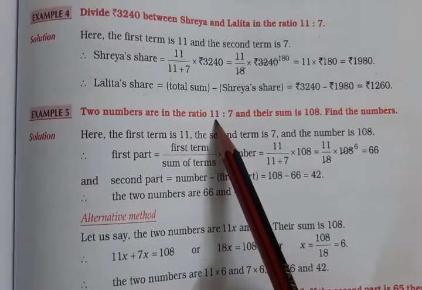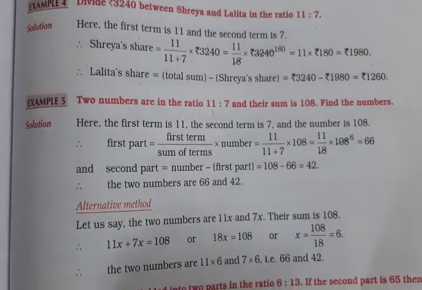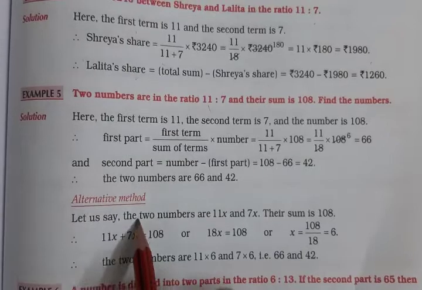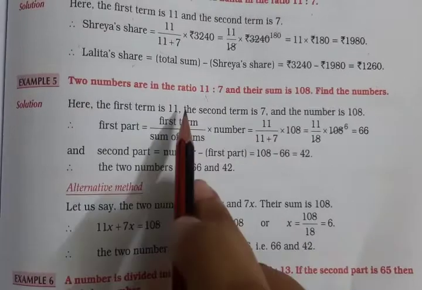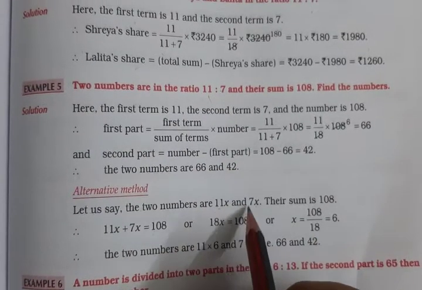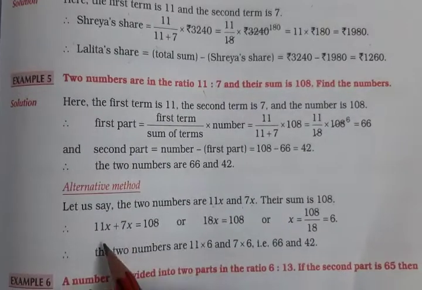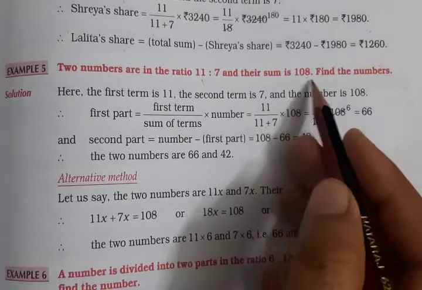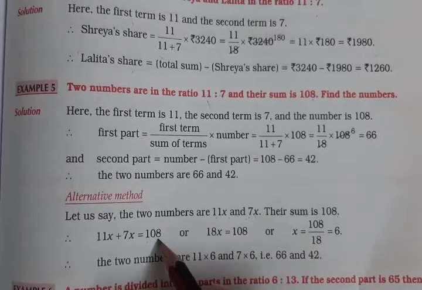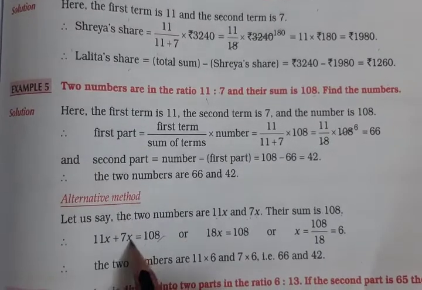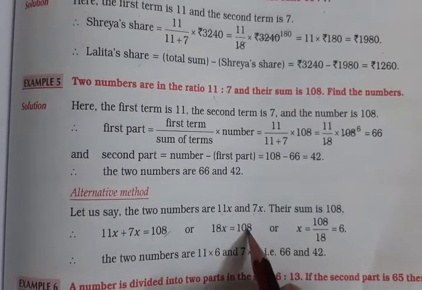Now we will write these ratios. If we write the ratio as numbers, then we take a variable with it. Let us say the two numbers are 11x and 7x. Okay, when we write a ratio as numbers that is equal to 11x and 7x. Now the sum of these is 108. Then we write 11x plus 7x is equal to 108. Now how to solve? Add these, that is 18x. We will find the value of x, that is 108 by 18.